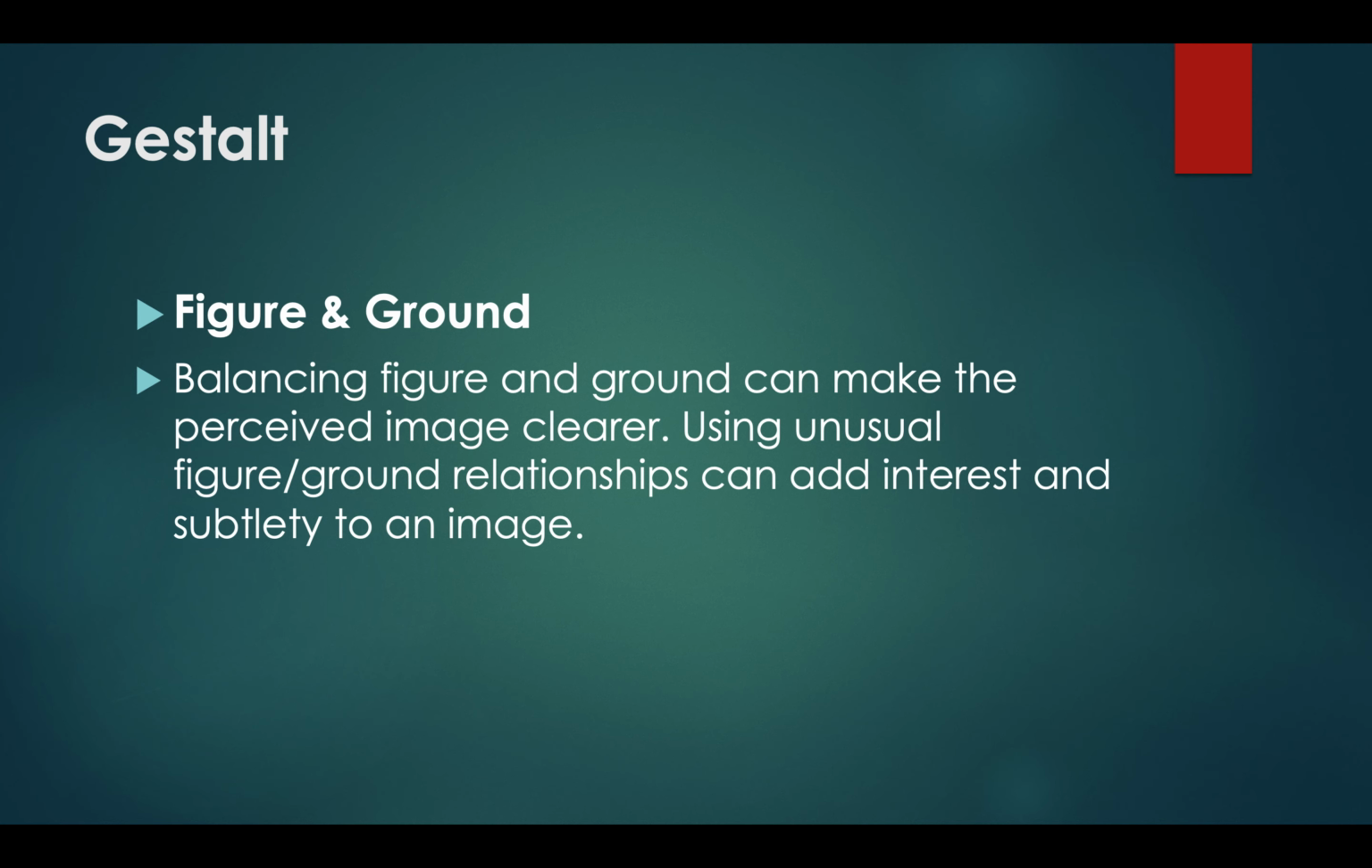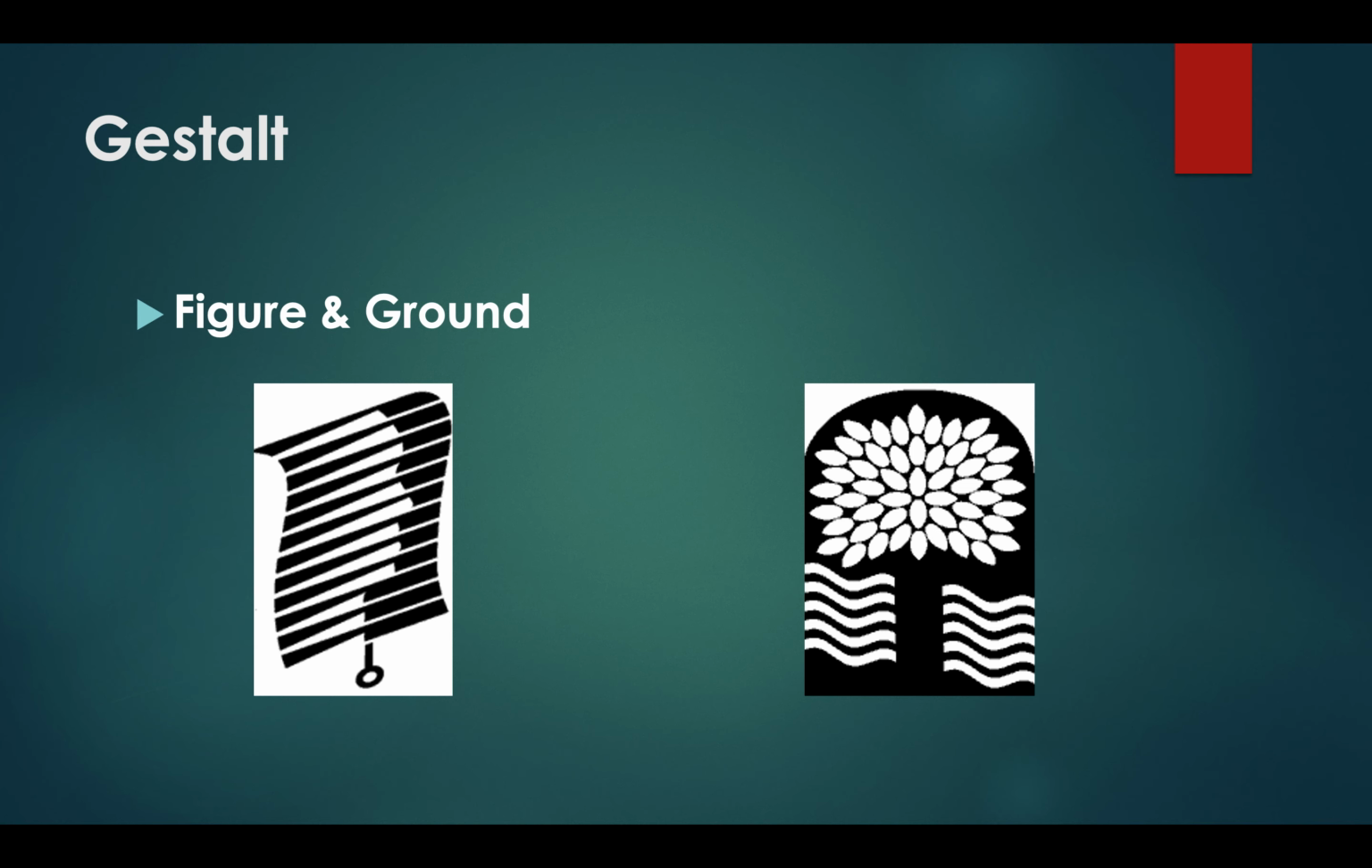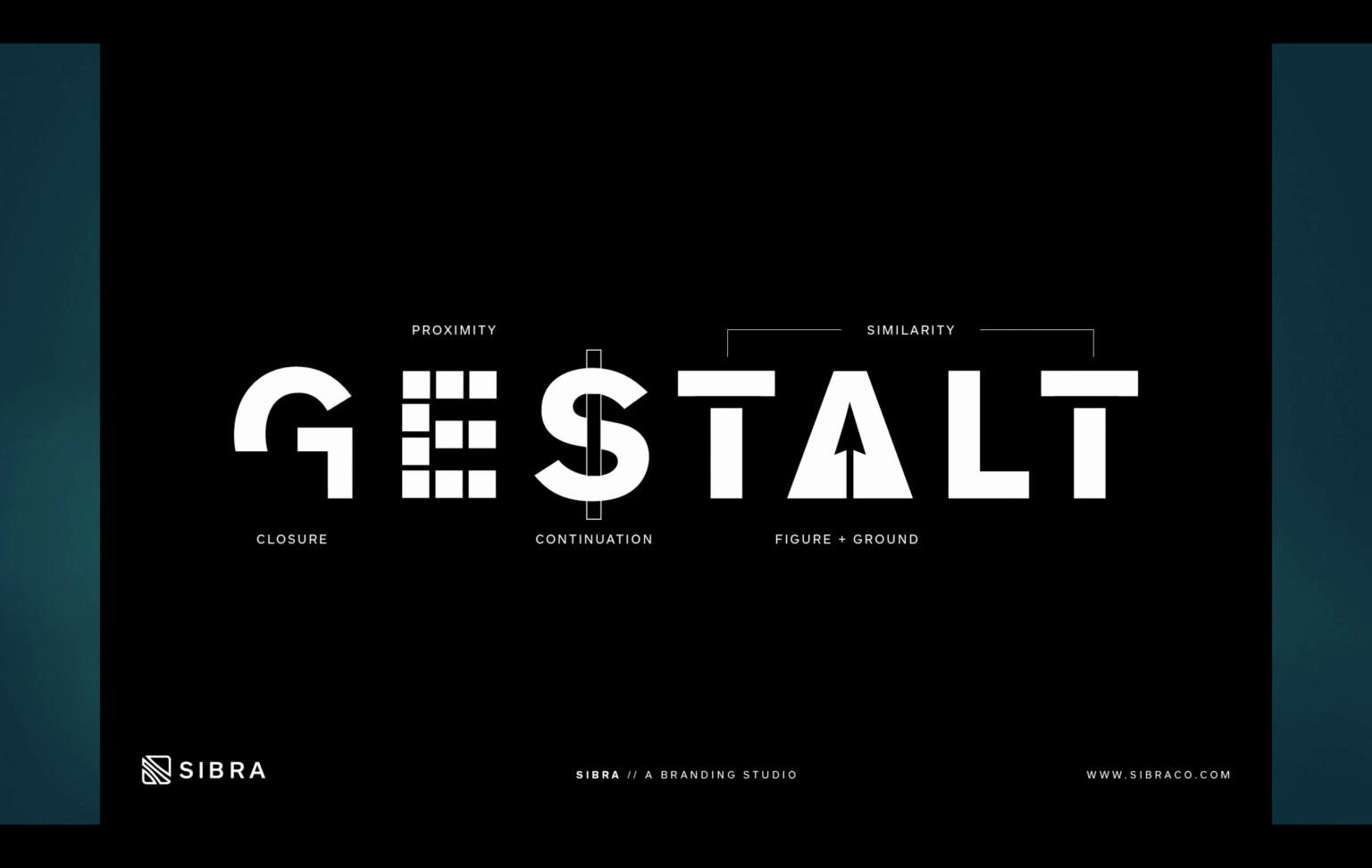Balancing these two can make either the perceived image clearer, or you can play with the relationship between them to add interest. And again, this is something that, as we saw in terms of positive and negative space, that we play with a lot when we're making logos, but it's also something that when you're designing user interfaces, if you're making an app, for example, you have a very, very limited amount of space to work with, and so playing with that can be a way to really creatively utilize the space you have at your disposal.